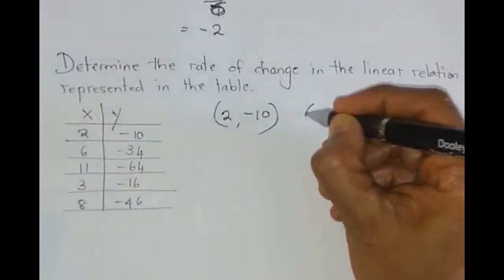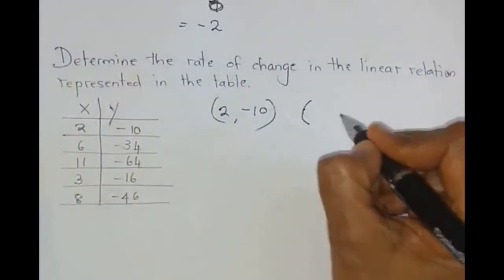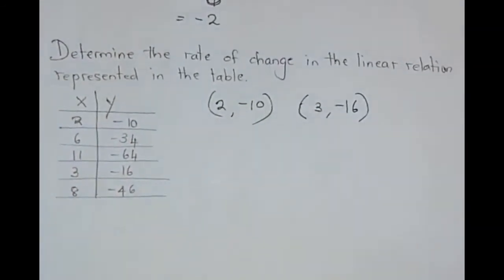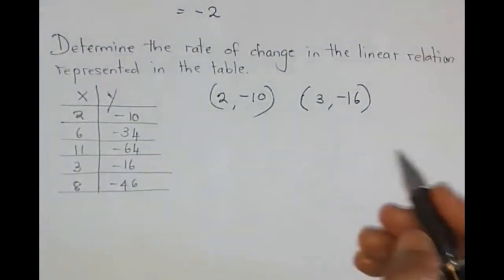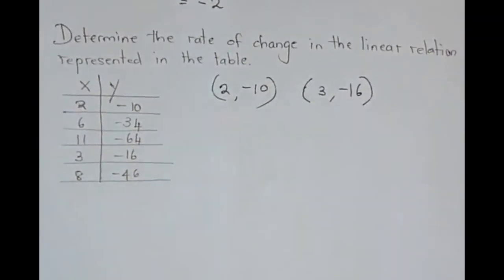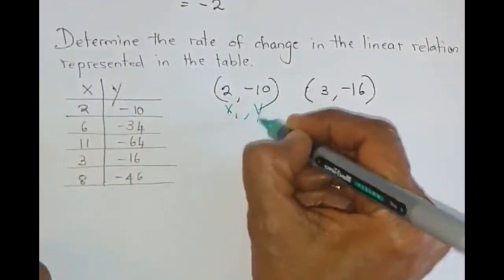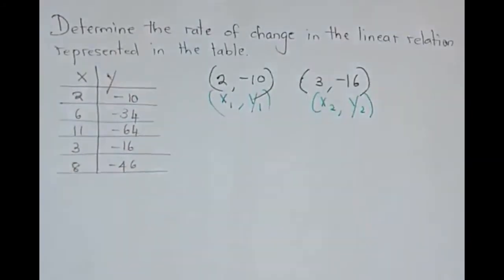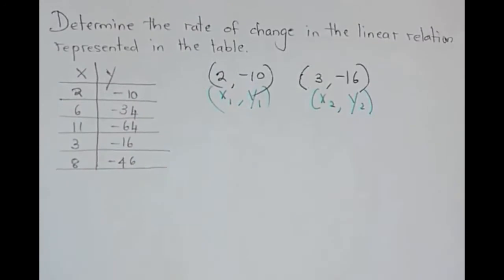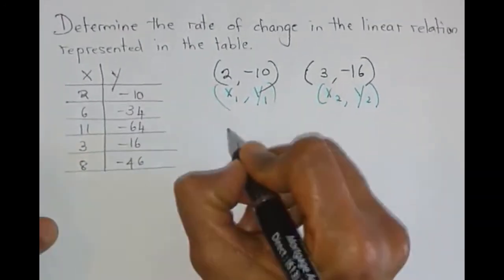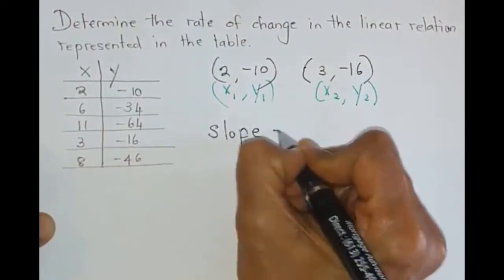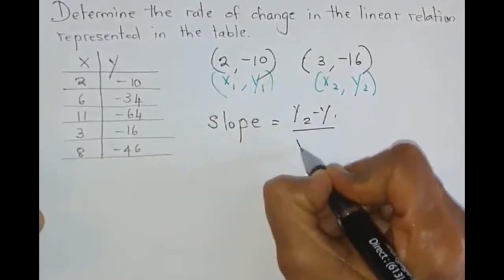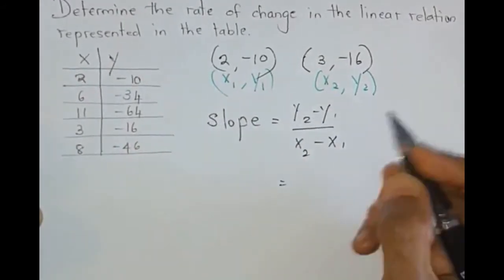So let me choose the first one, and let's choose the fourth one, (3, -16). So I'm going to choose 2 points on that line and follow the same steps. I'm going to label x1, y1 and x2, y2 just to make it easier to remember. It really doesn't matter which one you choose as x1, y1, but you just have to be consistent when you're subtracting. So to find the slope of this line, I have to do y2 minus y1 over x2 minus x1.